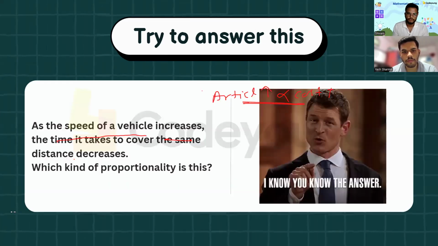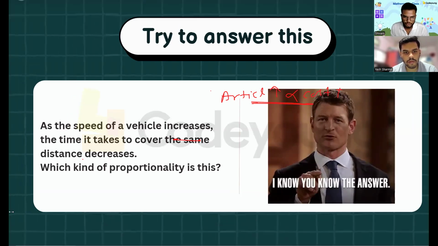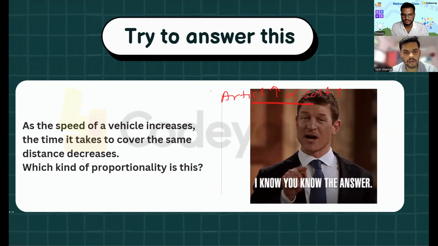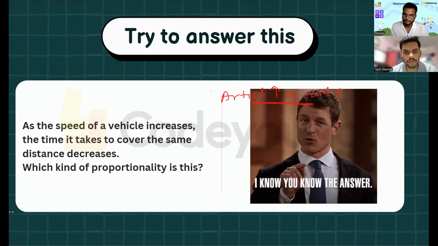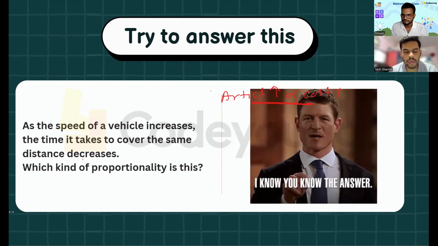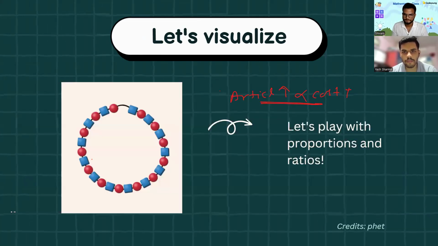So this one is another. Tell me, as the speed of a vehicle increases, the time it takes to cover the same distance decreases, right? Which kind of proportionality is this? Indirect proportionality, because one thing is increasing and the second thing is decreasing. Great, that's great. You're understanding things. Very nice.